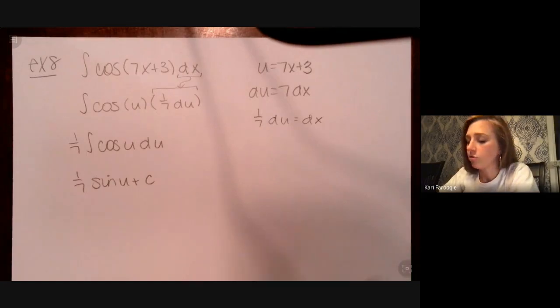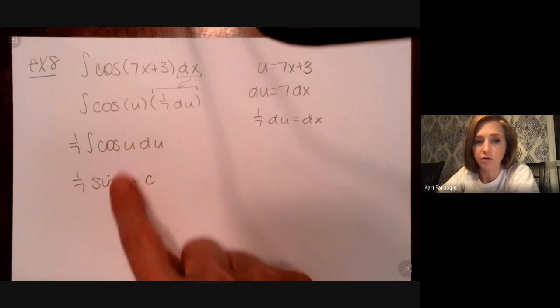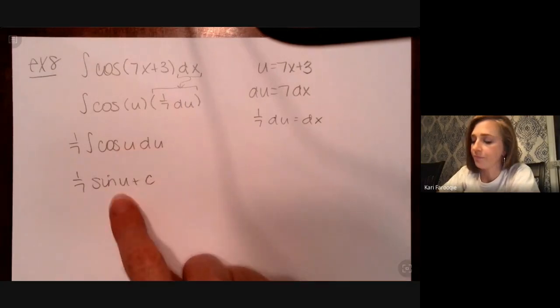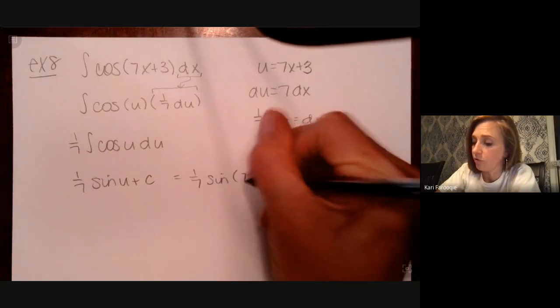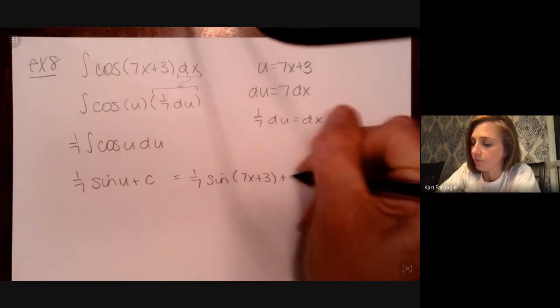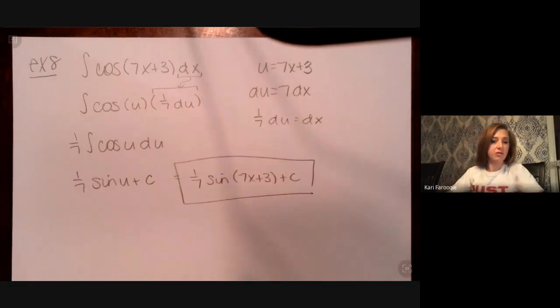And remember, you can always check this by just making sure that this function's derivative is the original. And then back substitute for u. I'm sorry, for x. So you'll have 1/7 sine 7x plus 3 plus c.